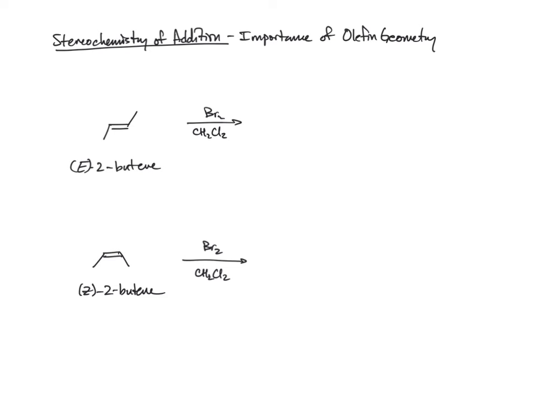So take a minute, think about that. Again, you're considering the addition of bromine to each of these alkenes. What are the possible products?